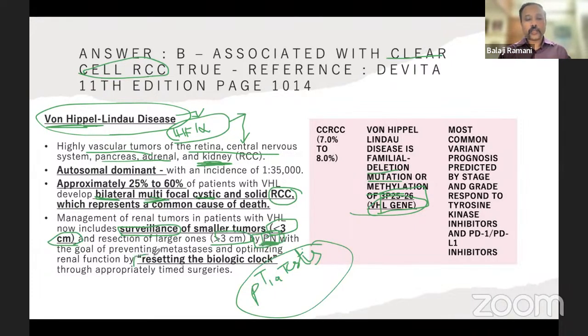And what you are essentially doing is resetting the biological clock, meaning the tumor is there, you remove the tumor, and you set back the biological clock. Because all these patients will eventually go on to develop a renal cancer somewhere, which is not going to be resectable, or it will be resectable only with a transplant. That is the reason why we need to be careful. We need to do only a partial nephrectomy as far as possible.